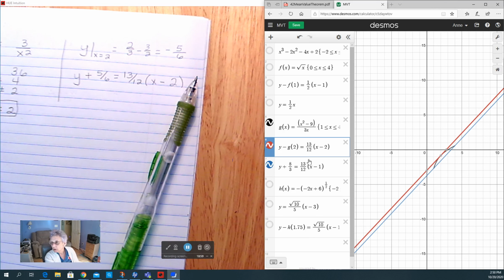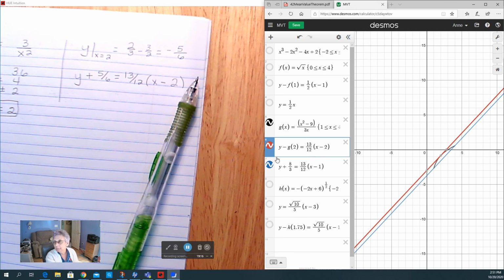If you want to do the secant line, you can do the same thing. It's y minus your y coordinate is equal to slope times x minus your x coordinate for one of the endpoints. And I had plugged those in my calculator, so I already had that one figured out as well.